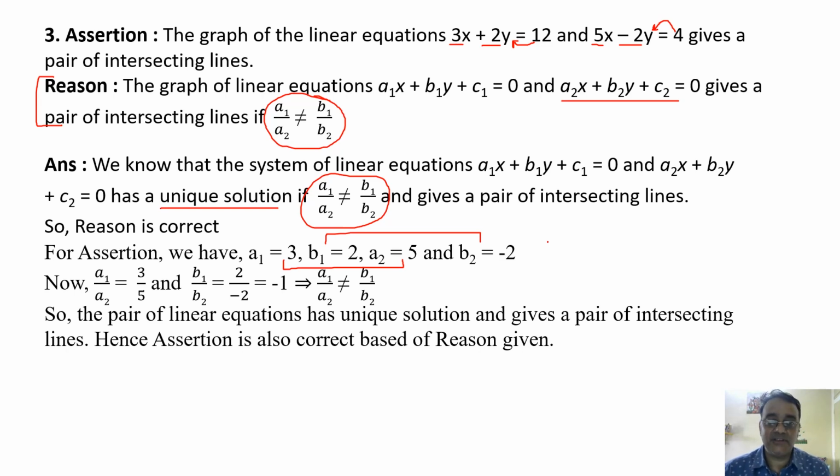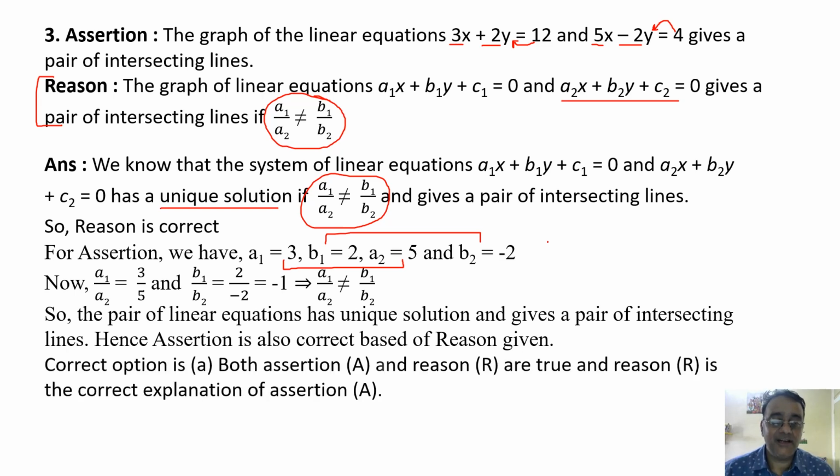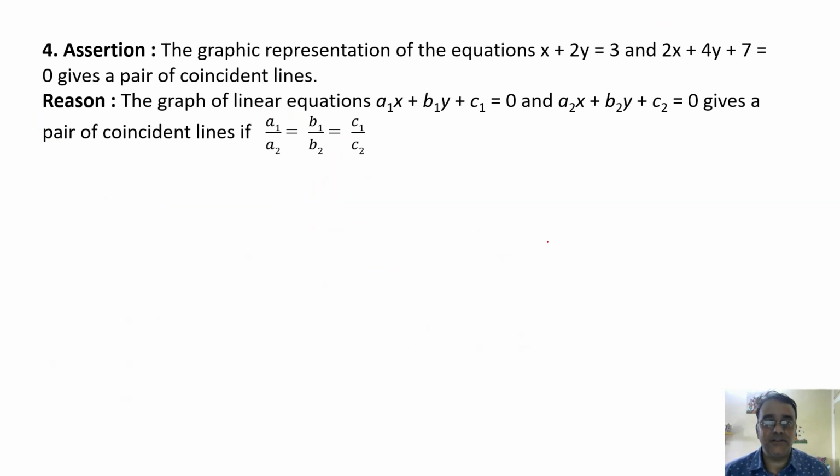So which option was correct? The first one, A. Right, very good. The correct option is A. Both assertion and reason are true, and the reason is the correct explanation of the assertion. Okay, so now we are moving towards the fourth question.